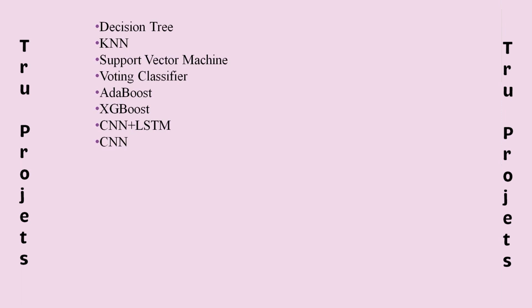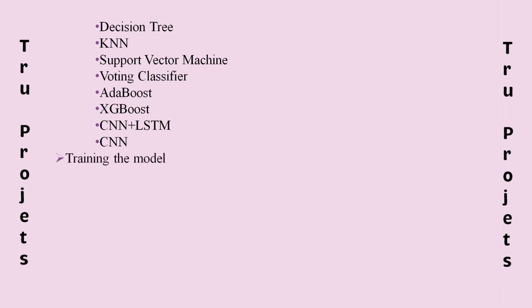CNN, Convolutional Neural Network. CNN is a deep learning model primarily used for image processing tasks. In this project, it's utilized to process and analyze imaging data related to CKD. CNN can extract intricate patterns from medical images, aiding in accurate stage identification.